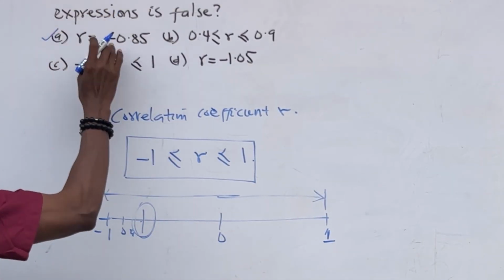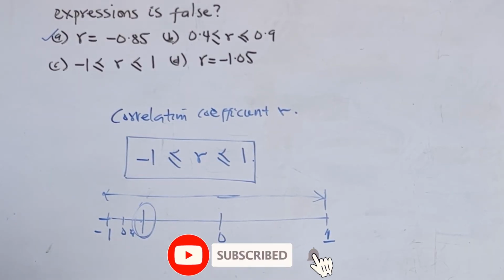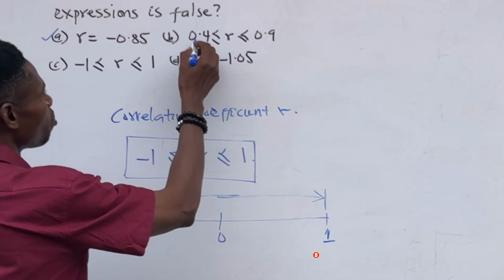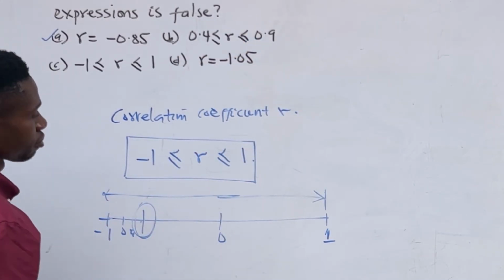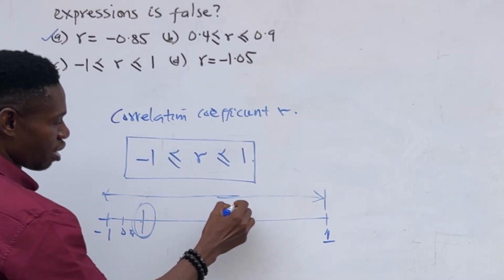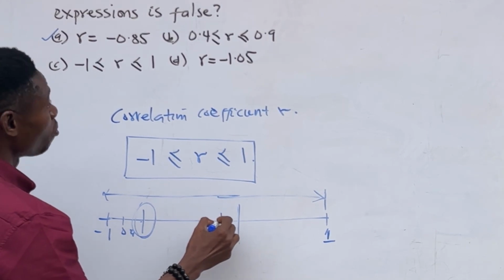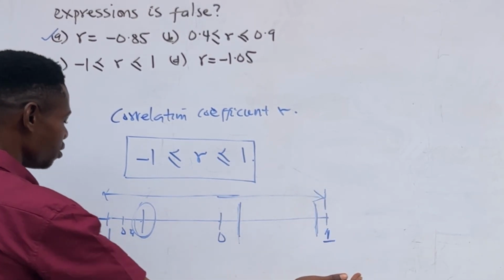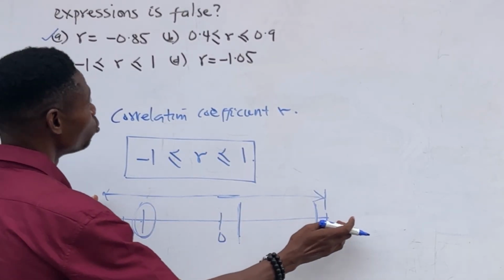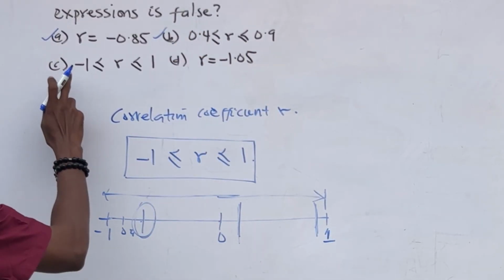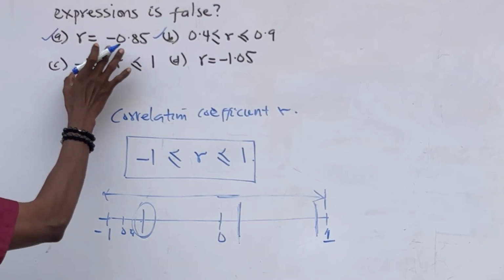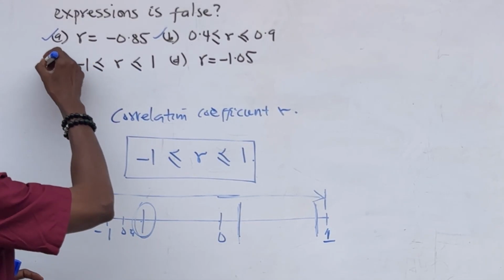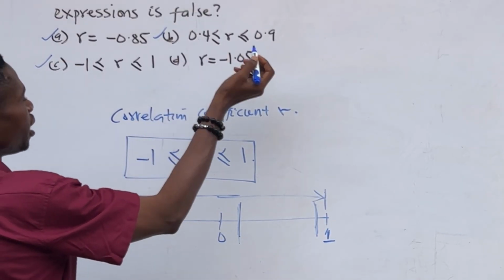So this is mathematically true, because this R is correct. Now what of between 0.4 and 0.9? So you are looking for something around, okay, beyond 0.4, 0.9, somewhere around here. It still falls within the range of from -1 to 1. So this one also passes. How about this one? This is exactly the maximum range. So you have -1 to 1. So this one passes.